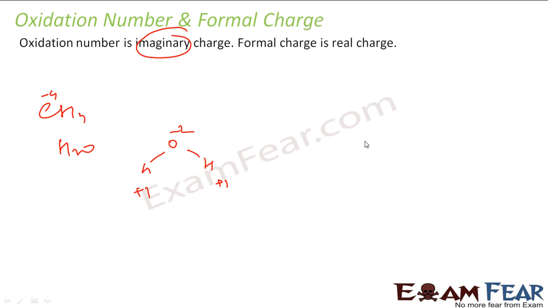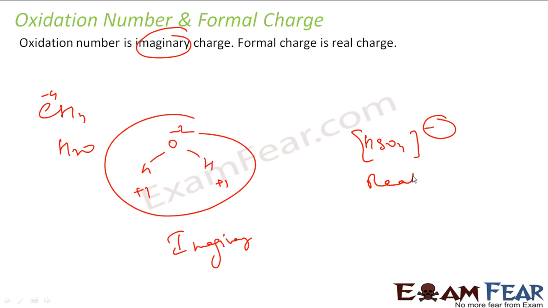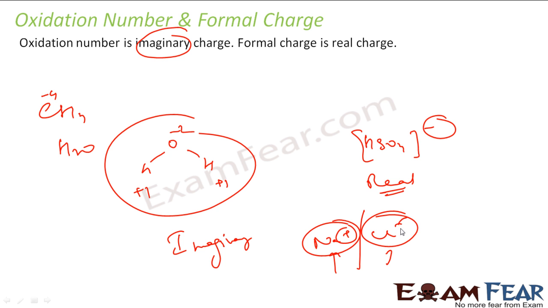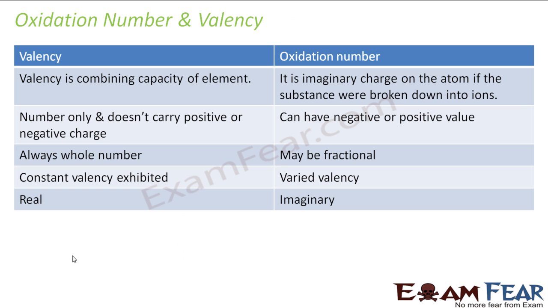But the real charge, for example, I have HSO4 minus. This is the real charge; this is imaginary charge. This really exists. For example, Na+ and Cl- is the real charge. And fortunately, in this case, if you break, we'll get +1 and -1, so it's a real charge. But water is a neutral molecule, while there is an imaginary charge on oxygen and hydrogen.